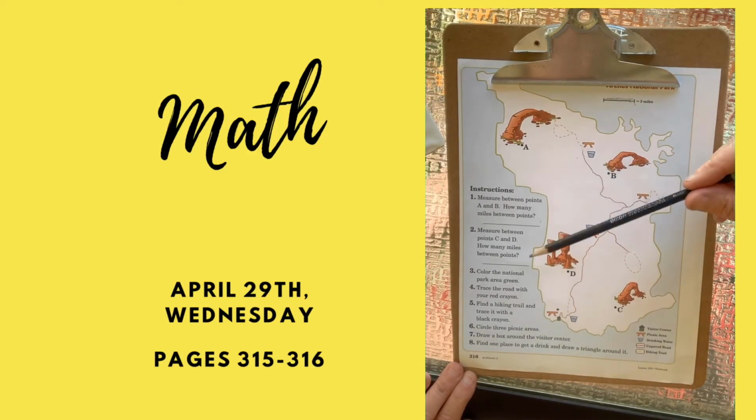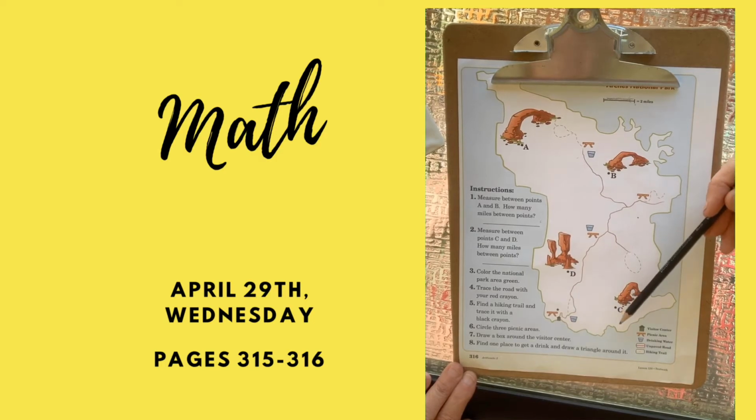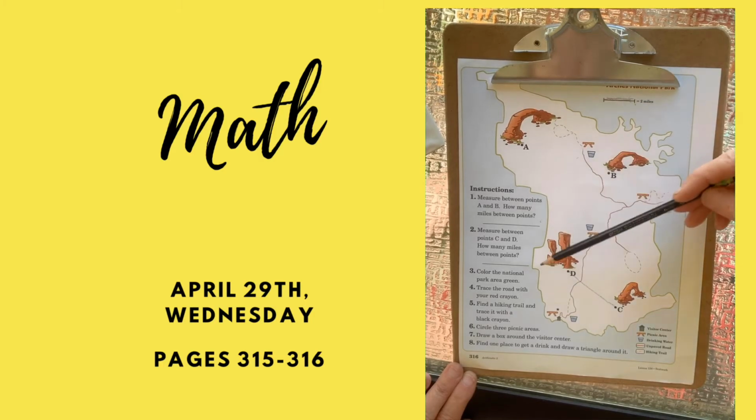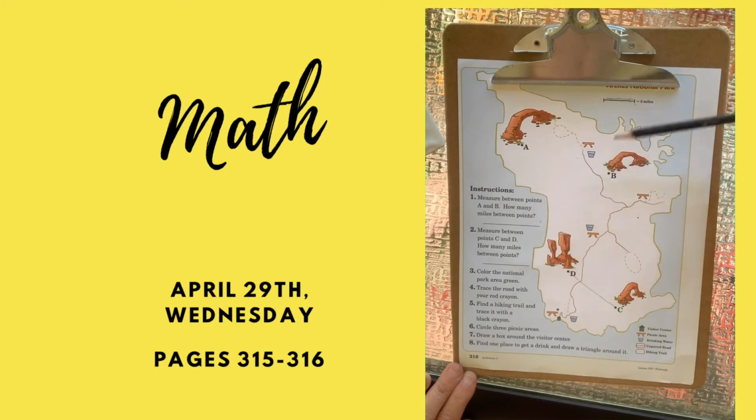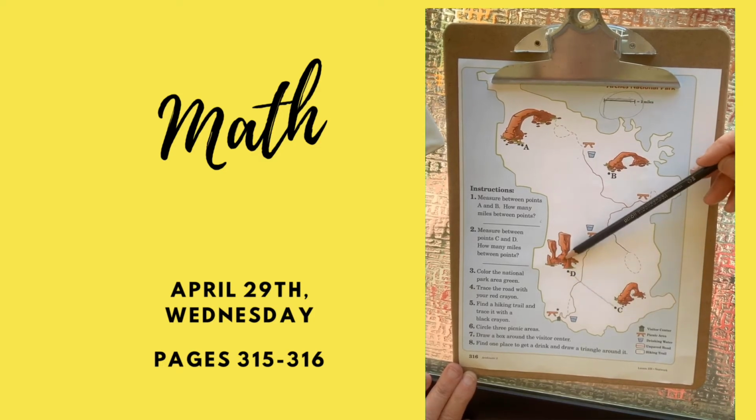All right, and so on, number 2, you measure point C to D. You're going to draw a line here with your ruler, and measure it, and see how many miles it is. But each inch is 2 miles, so you're going to have to multiply. If you had 2 inches, you would go 2 times 2. If you had 3 inches, you would go 3 times 2. I'm not sure what this measures. I'm going to let you do that.